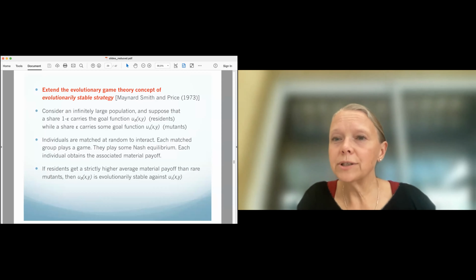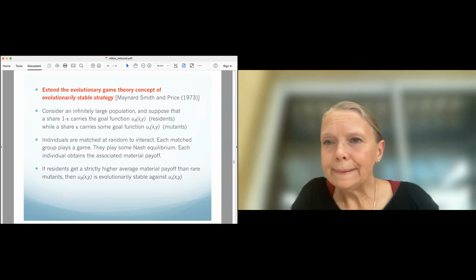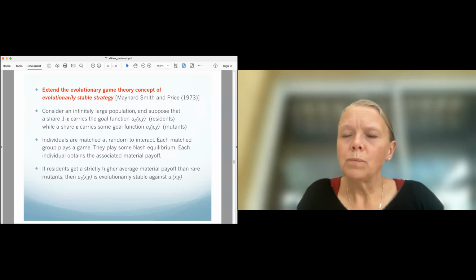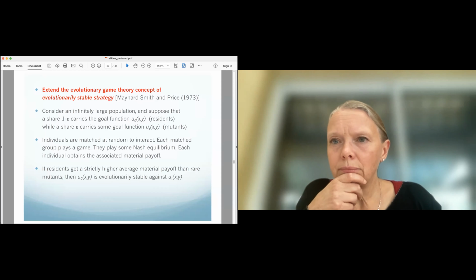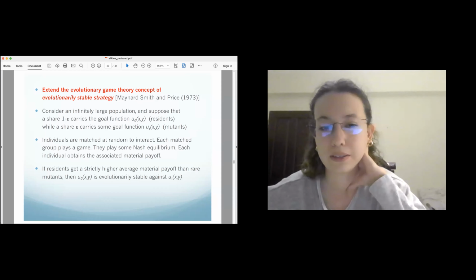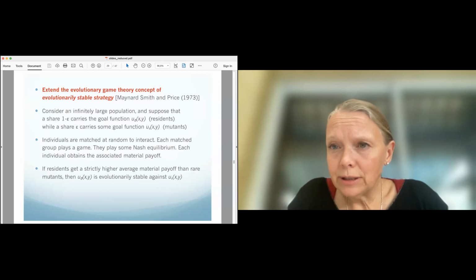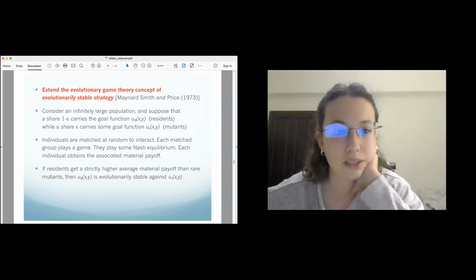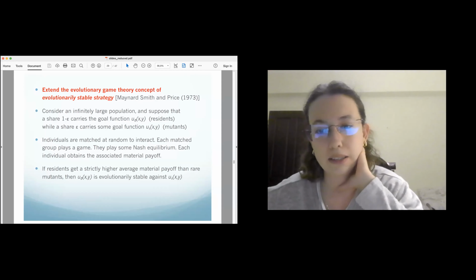Okay, yes, question? Yes, I would like to ask how these residents actually differ from mutants. I have difficulty interpreting. You have difficulty interpreting the differences of these residents and the others.